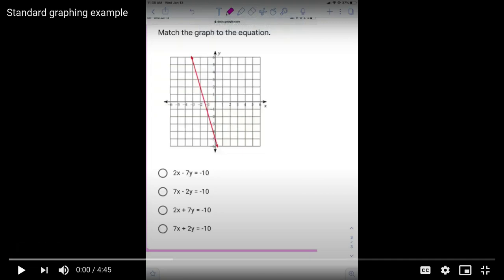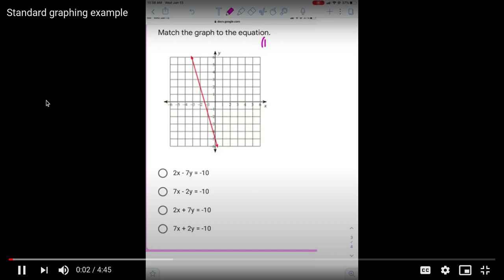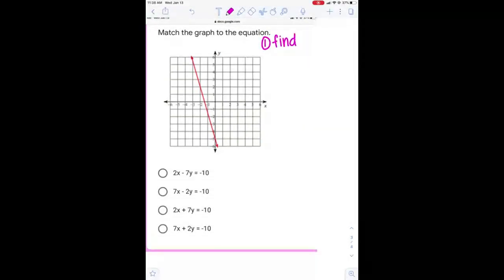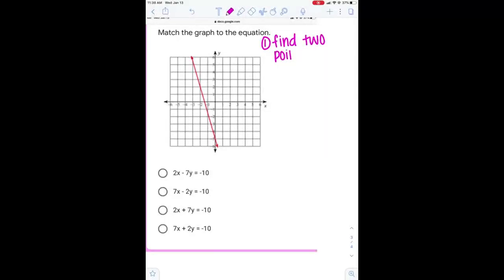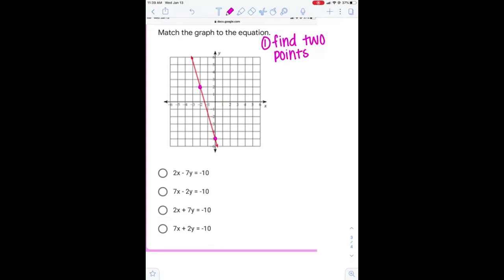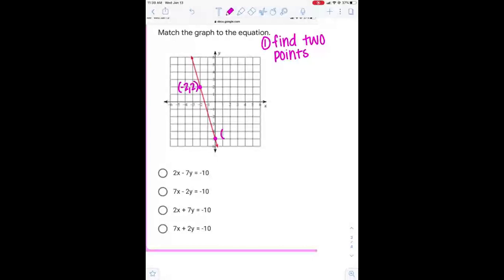Okay, so we are going to do an example of how to do a graphing to standard form problem. So the first thing you want to do is find 2 points on your graph. It can be whatever two you choose. It does not matter where they are or anything like that. You're just going to find 2 points. So in this case, I've chosen -2, 2 and 0, -5.